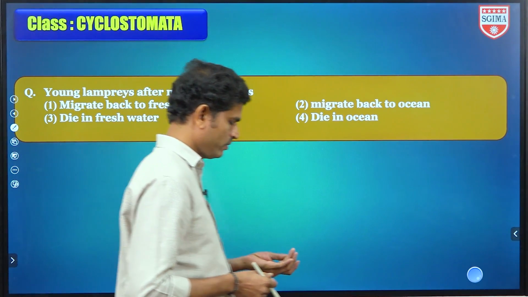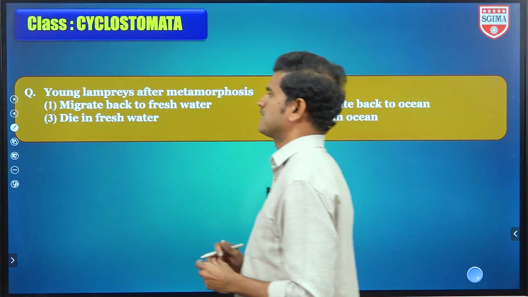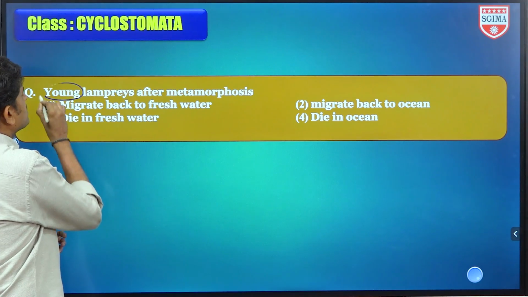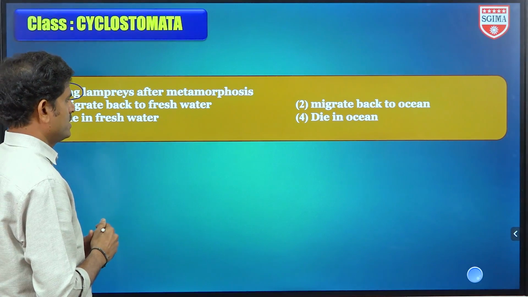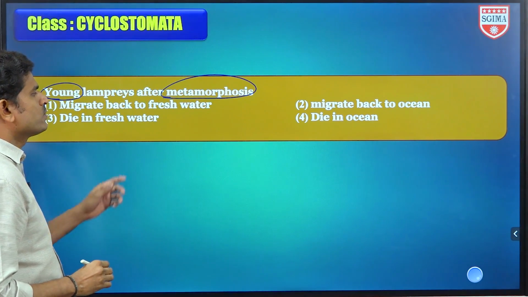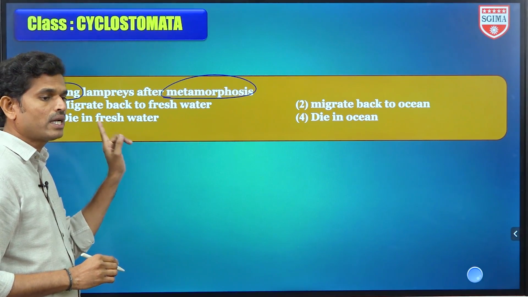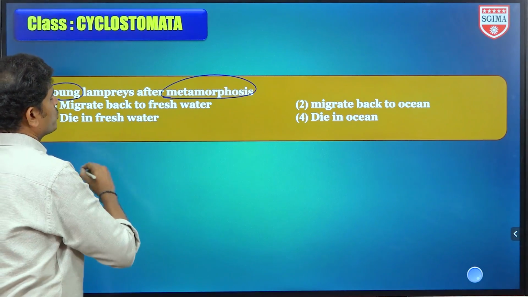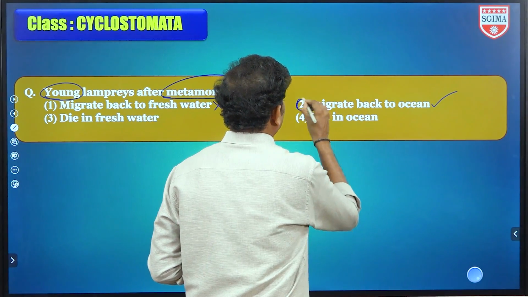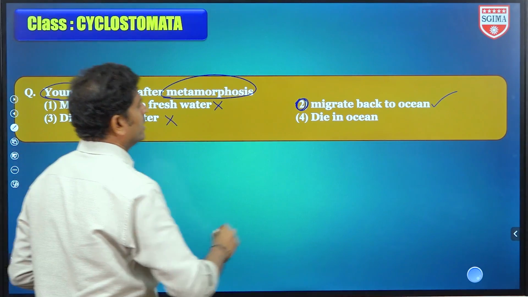See this one. Choose the correct option. Read it fully before starting the question. Young lampreys after metamorphosis, the young lampreys are the larval forms. After metamorphosis, what do they do? They are hatched in fresh water, and from there they go to marine water, their motherland. Migrate back to fresh water, no, they are already in fresh water. Migrate back to the ocean, okay, the motherland, from where their parents came, so they are going to reach there. Die in fresh water and die in ocean water are wrong.